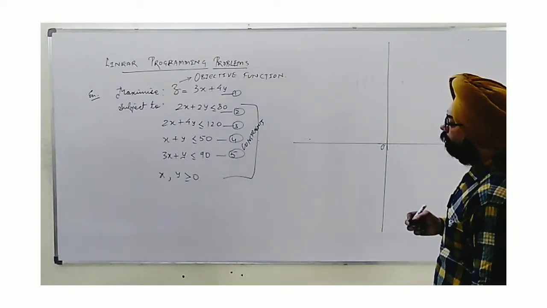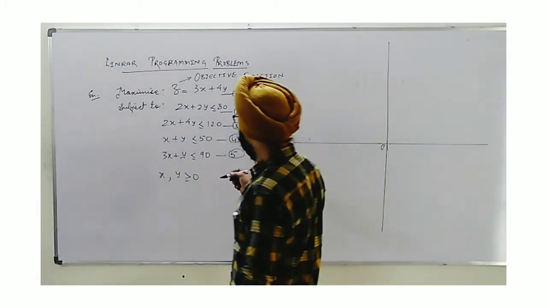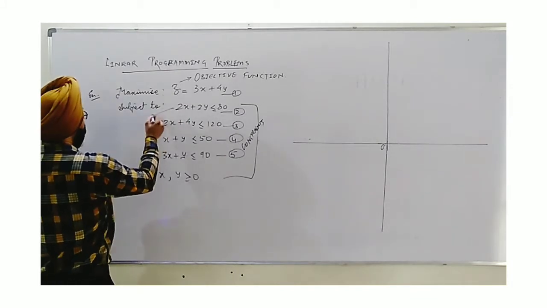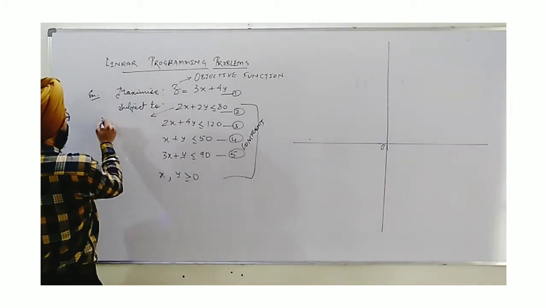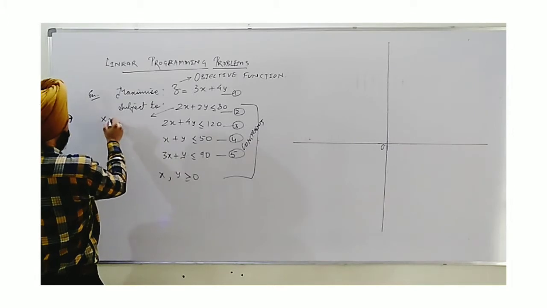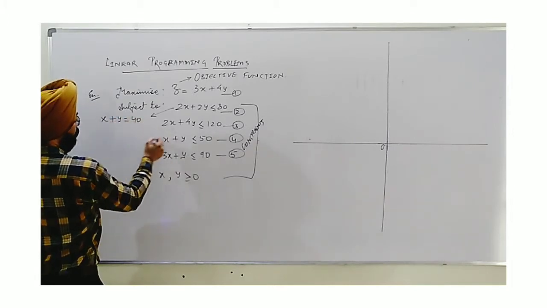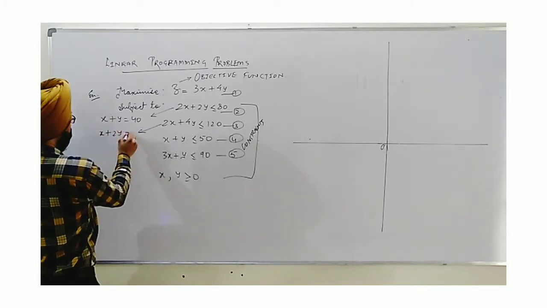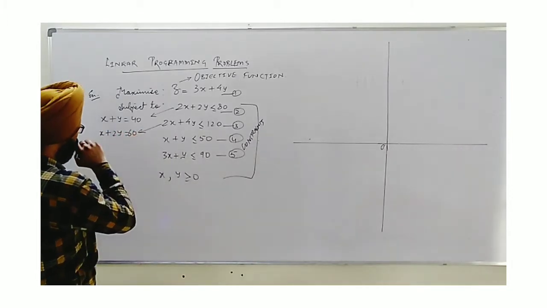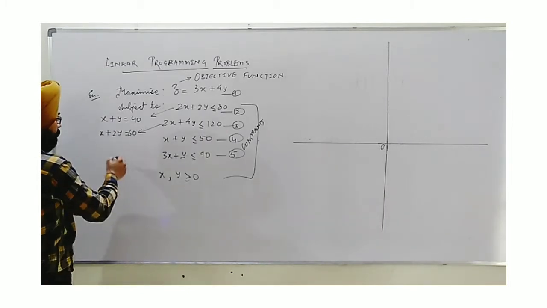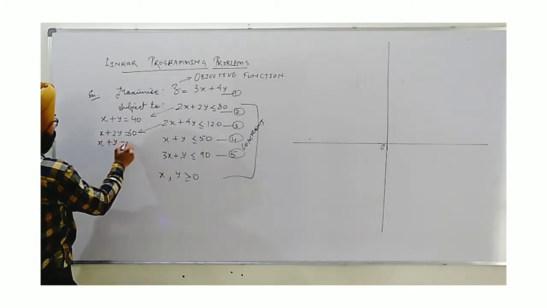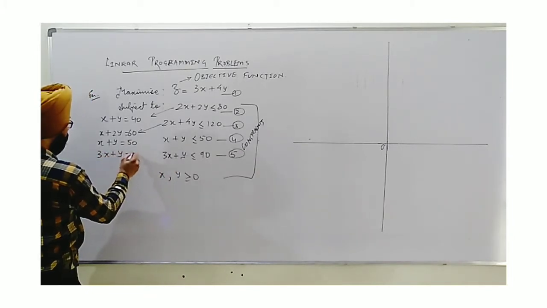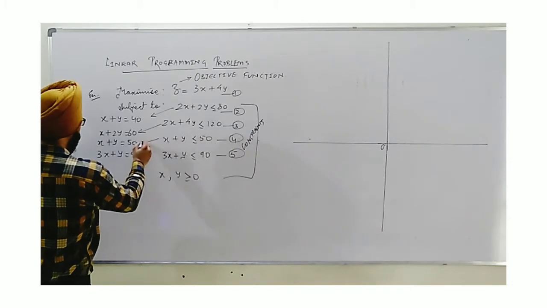Now first one, if I want to plot 2x plus 2y is less or equal to 80, this can be simplified by dividing each term by 2, we can get its corresponding equation x plus y is 40. Second one, this can be written as x plus 2y is equal to 60. Third one remains as it is. Its equation will be x plus y equal to 50. And fourth one also 3x plus y equal to 90. One by one we need to plot them.